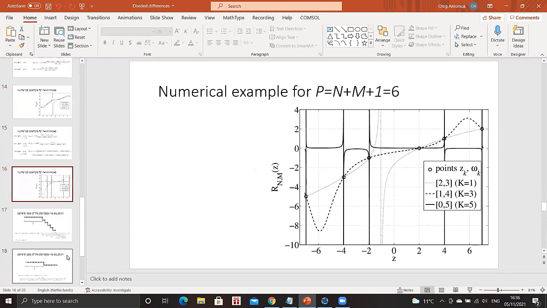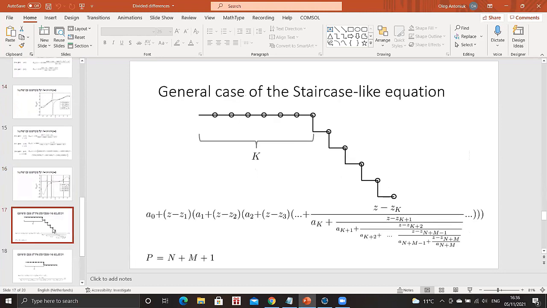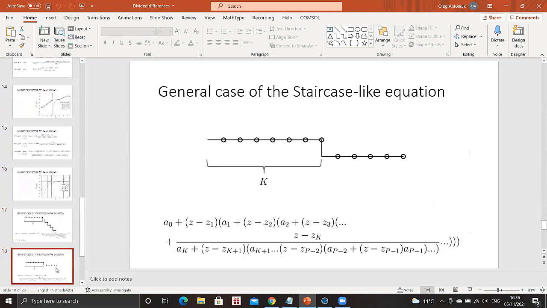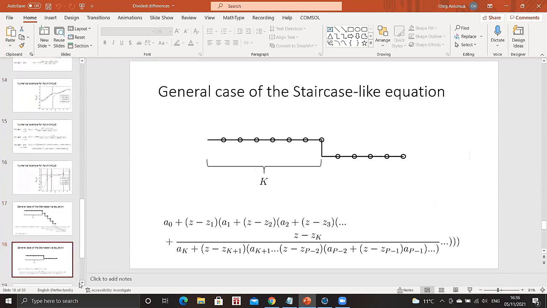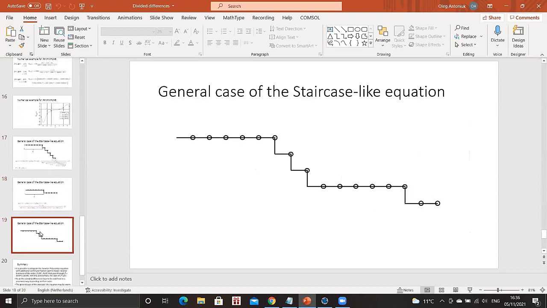the argument. And indeed, as an outlook, we considered so far only this kind of staircase function, which has k steps of Newton polynomial and then continued fraction. But we could also derive other structures like this or like that. But I have not figured out the formula for divided differences for those yet.